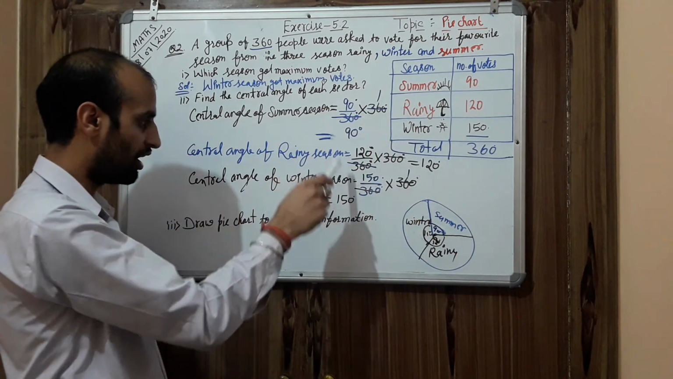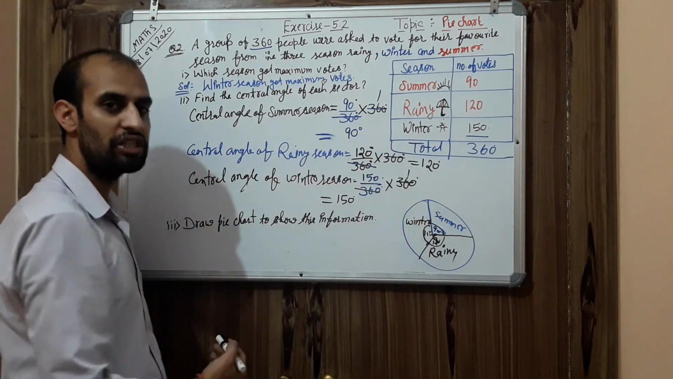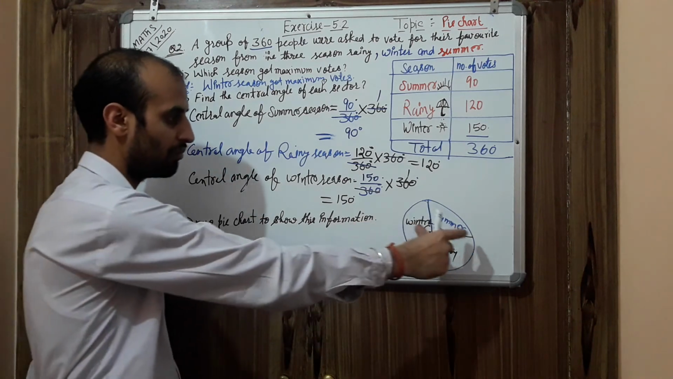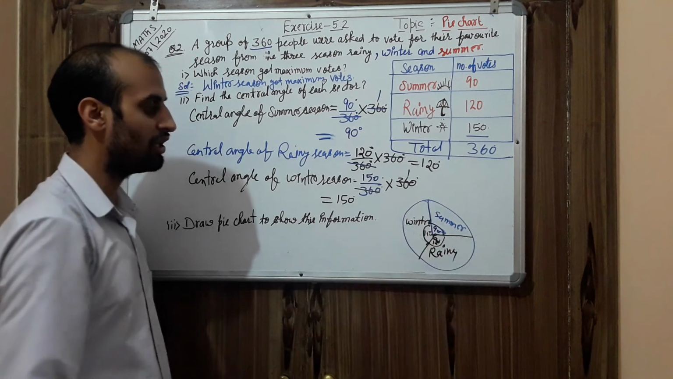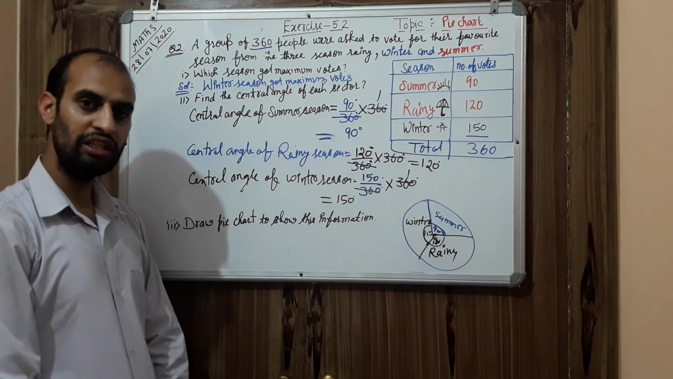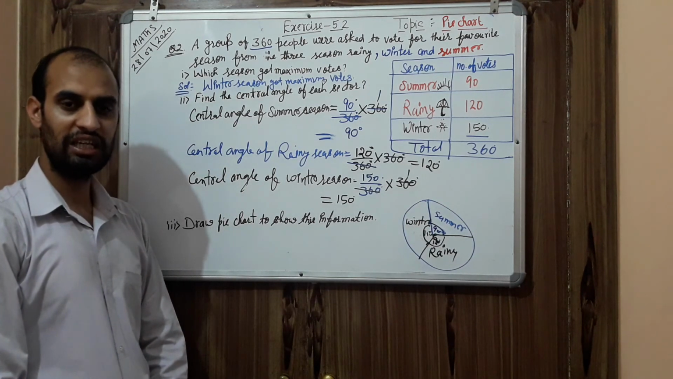Then similarly in all cases, and when we are talking about pie chart, you can use protractor or you can construct by putting one line. Then take your protractor, put over it, make 90, 120 and 150 degree. So in this way you can convert statements into pie charts.